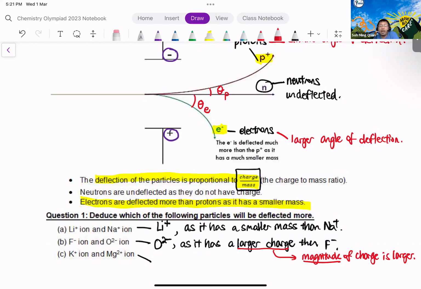So finally, with the last one, we have K plus and Mg2 plus. So let's go. Which particle is deflected more in 1C? Is it K plus or is it Mg2 plus? Let's type in the chat, Mg2 plus or K plus? Okay, so many responses are coming in. This one seems very clear-cut to most of you.